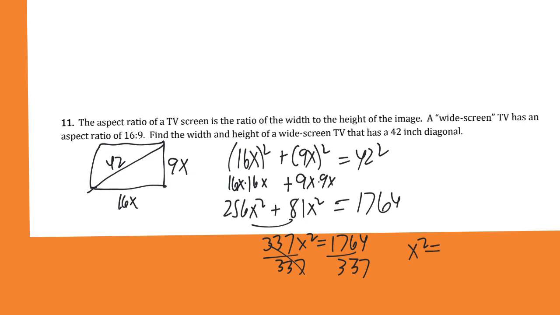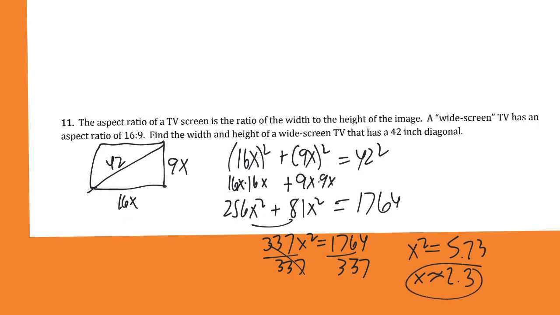Let's see what I get here. 1764 divided by 337. And if I do the square root of it, I got 5.23 about. Okay, 5.23. I'm going to take the square root of that whole decimal. Okay, so the square root of that whole decimal is going to give me about 2.3. Okay, x is about 2.3.